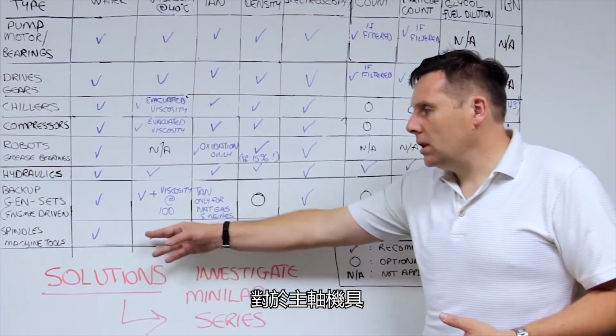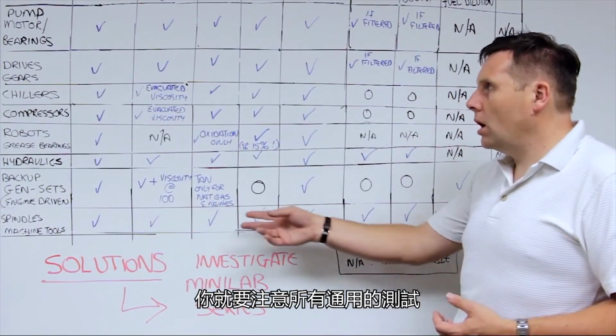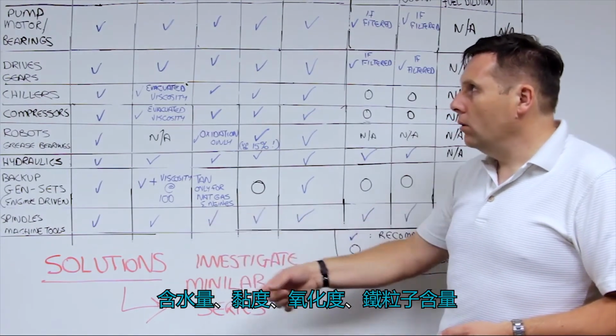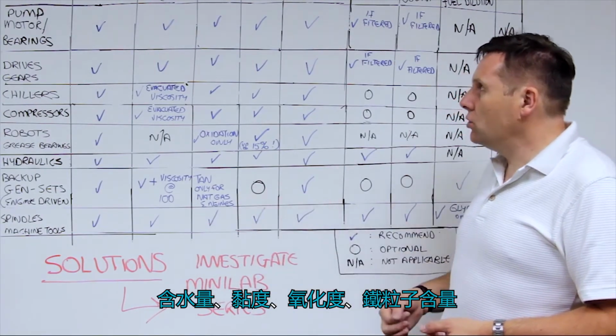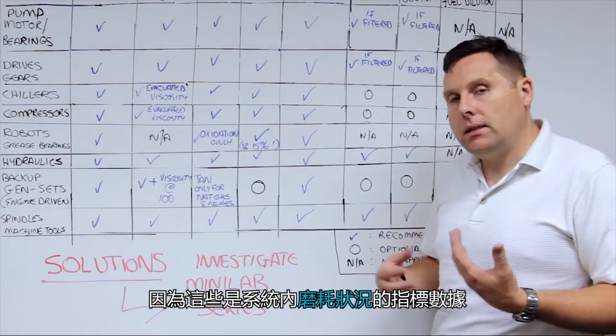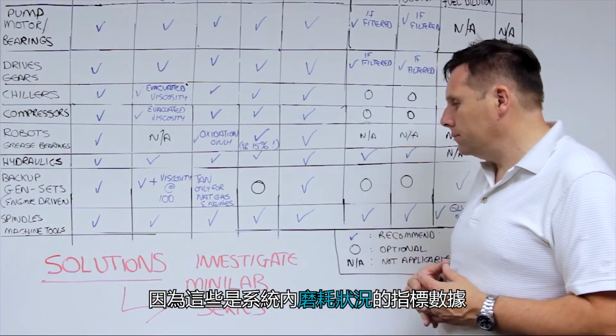Spindles, machine tools, things like that, you want to be looking at your most common types of tests: water, your viscosity, your oxidation readings, your ferrous density, because that's indicative of wear that's present in the system.